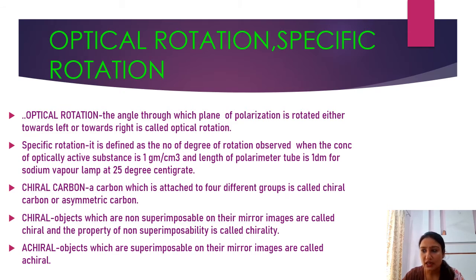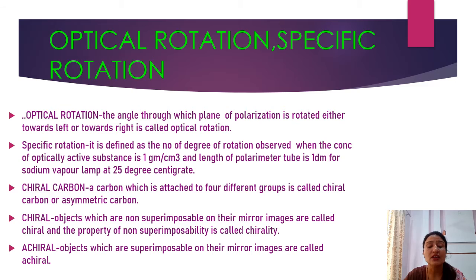Next are chiral carbons. A carbon which is attached to 4 different groups is called a chiral carbon or asymmetric carbon. Chiral objects which are non-superimposable on their mirror images are called chiral, and the property of non-superimposability is called chirality. Achiral objects which are superimposable on their mirror images are called achiral.